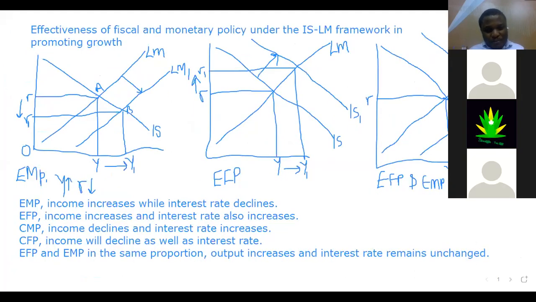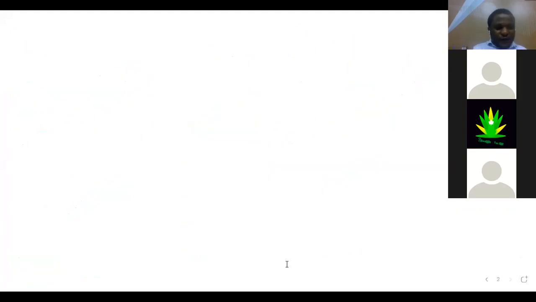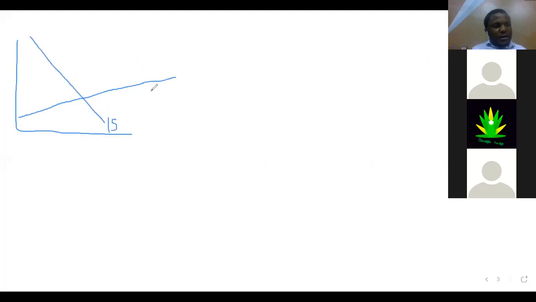This is very, very important, okay? Look at the case of that LM that I was discussing with you. Look at the weakness of that LM. You see, LM is a bit flat, and then we have our IS following the normal relationship, okay? This is the initial point. This is your interest rate.